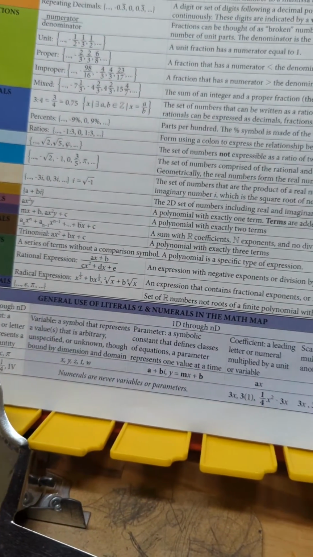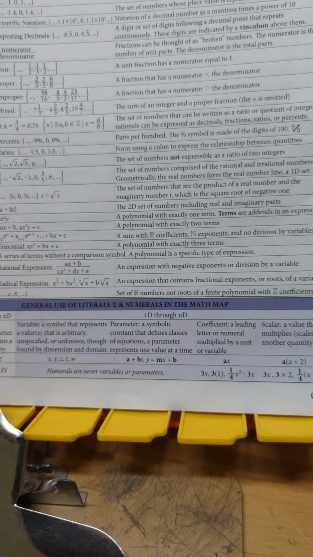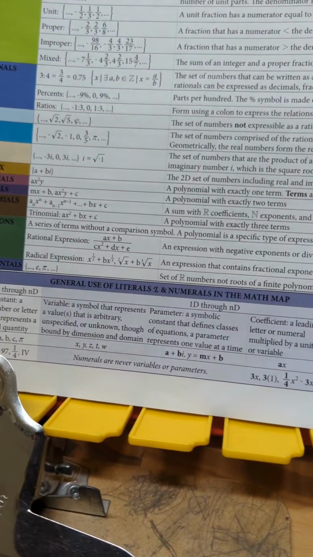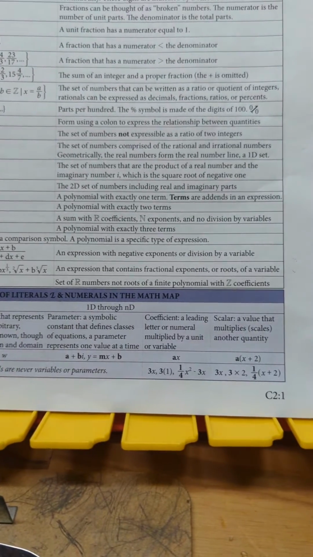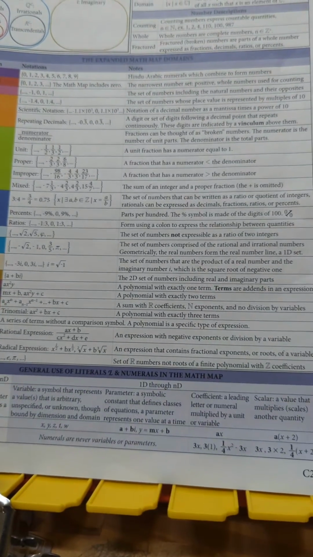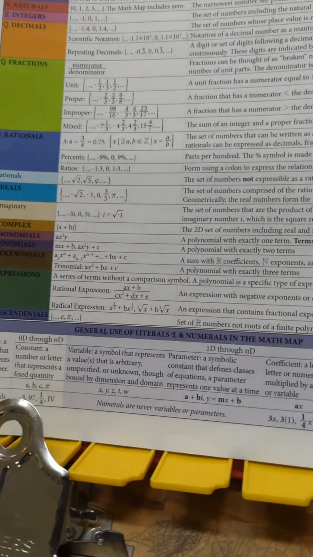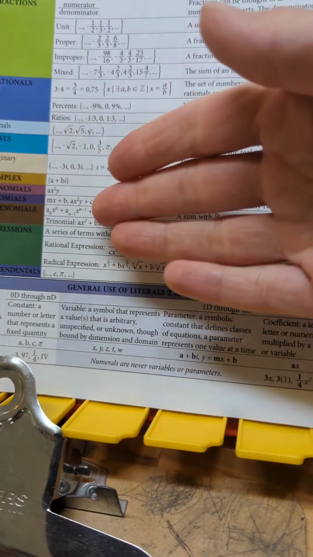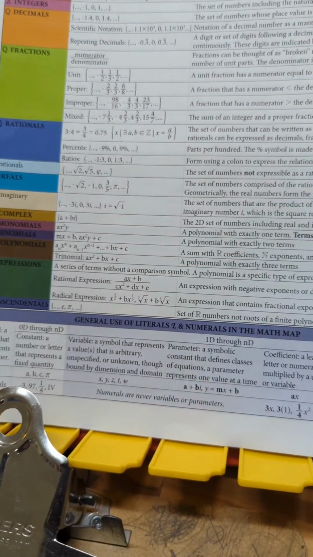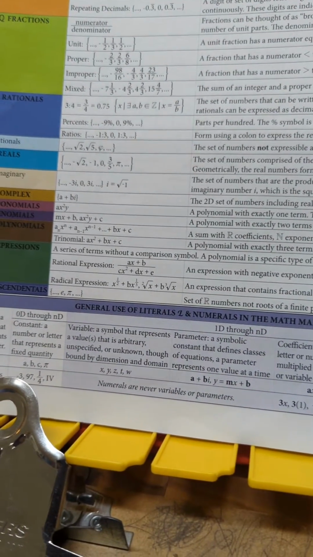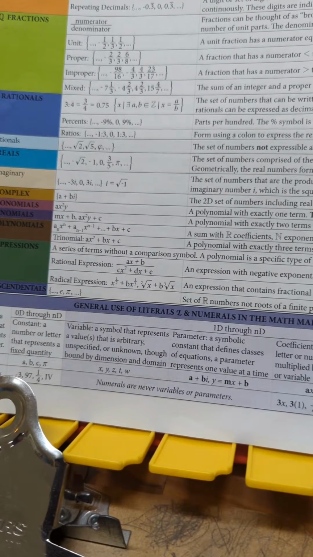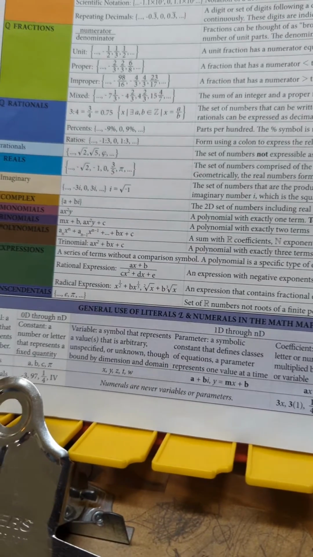So go ahead and read the definition for rational expression. An expression with negative exponents or division by a variable. Okay, and what about the definition of a radical expression? An expression that contains fractional exponents or roots of a variable. Okay, so now we're going to use a classical tool to attend to these things. So rational expression, what do you see here as the example? A times x plus b over cx squared plus d times x plus e.